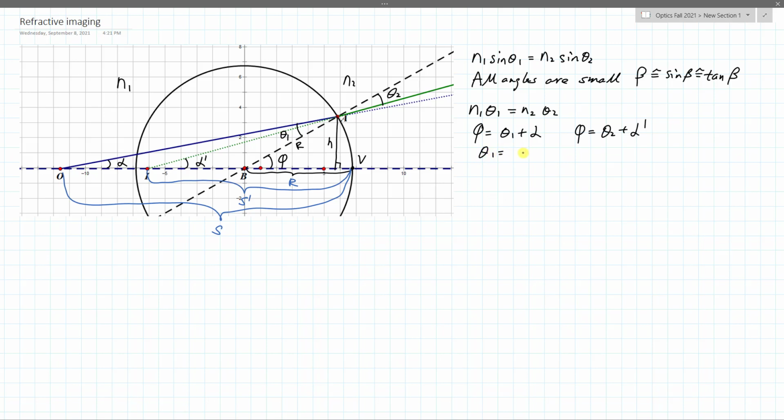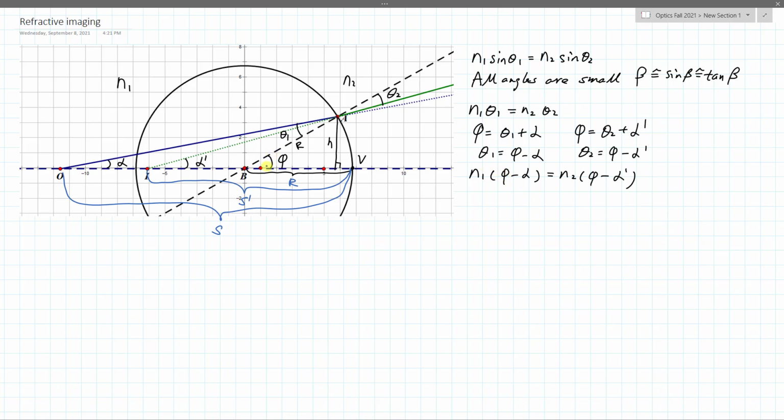Theta 1 is equal to phi minus alpha. Theta 2 is equal to phi minus alpha prime. I'm going to plug these into the law of refraction. So n1 (phi minus alpha) equals n2 (phi minus alpha prime). And because all angles are small, we can use sine phi or tangent phi for phi.